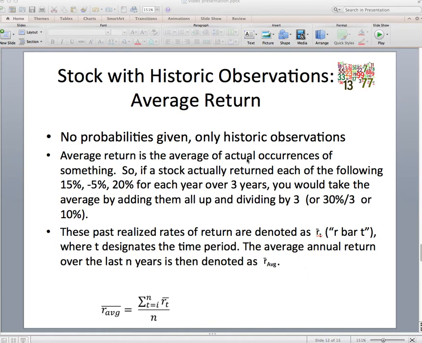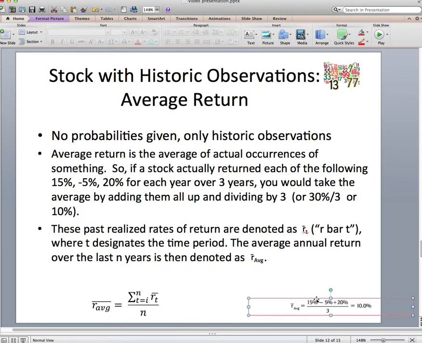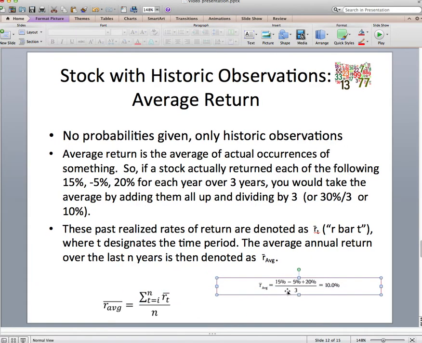Average return is the average of actual occurrence of something. So say a stock actually returned each of the following: one year it returned 15%, one year negative 5%, and one year 20% over 3 years. You take the average by adding them up and dividing by 3. So 30% divided by 3 is 10%, and it would look like this: 15 minus 5 plus 20 divided by 3 is 10%.